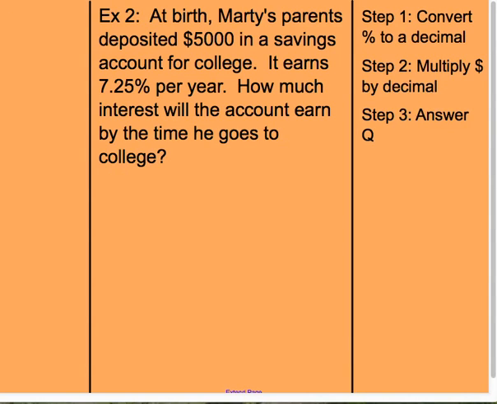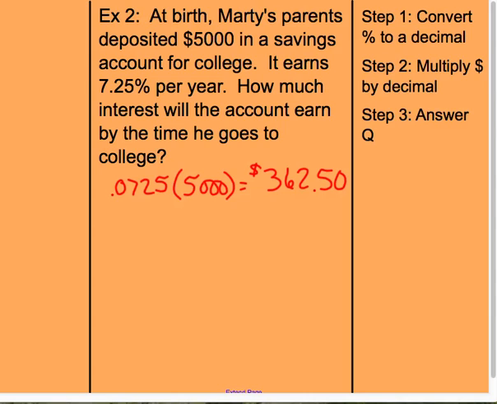One more interest one, same thing: convert the percent to a decimal. So taking 7.25%, moving the decimal 2 places to the left. Step 2, multiply by our money, and we get $362.50. Since this is money, if you get a decimal when you multiply, make sure you round to the nearest penny. You wouldn't put 362.5 because that's not how we represent our money.